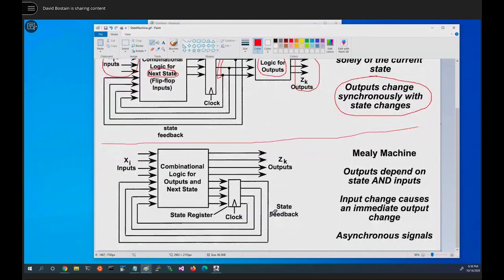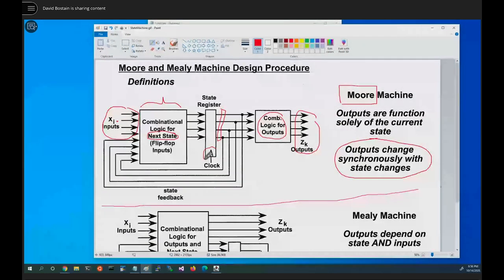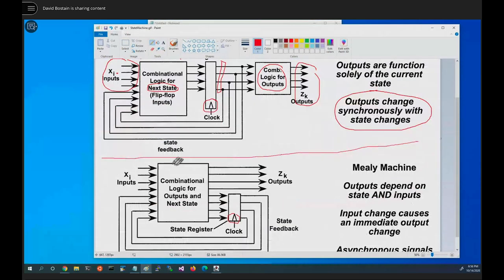That thus is not a particularly good thing. It can make for smaller machines if you know what you're doing and how to design them. But the signals here are truly asynchronous, meaning that we don't know when these are going to change. We just know the states change on a clock. In the picture up here, we're always synchronous because the outputs always change relative to that clock. Everybody see the difference? I'll draw a big X here.